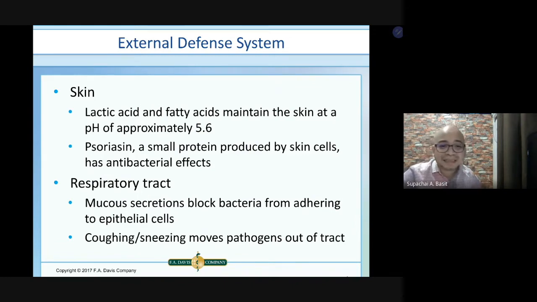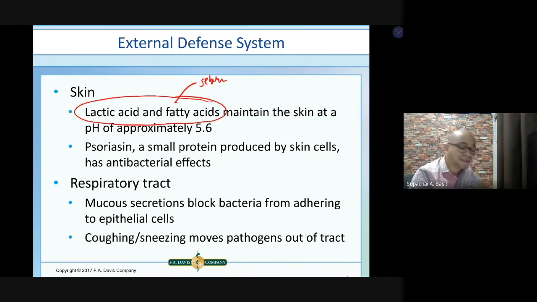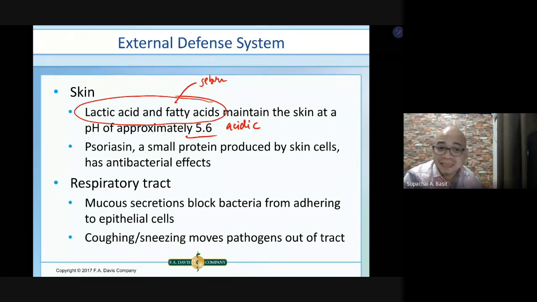So the skin, as I've mentioned to you, has lactic acid and fatty acid. The fatty acid is the sebum from the sebaceous gland, and they maintain the skin pH of 5.6. A pH of 5.6 is acidic, and that is not really ideal for the growth of organisms. Aside from that, our skin also has psoriasin, a small protein produced by skin cells, and this psoriasin has antibacterial effects. So that's just one.